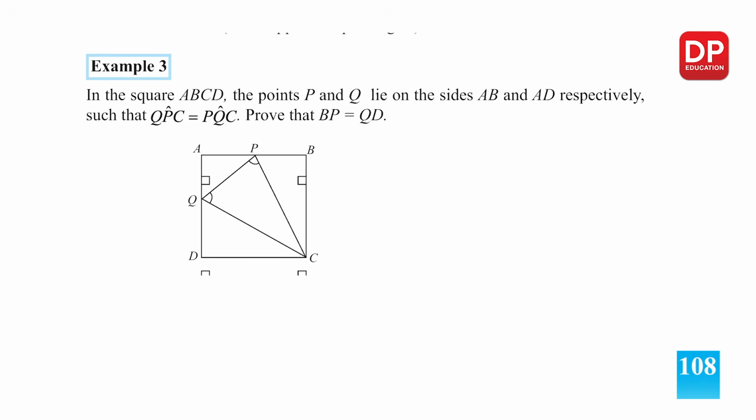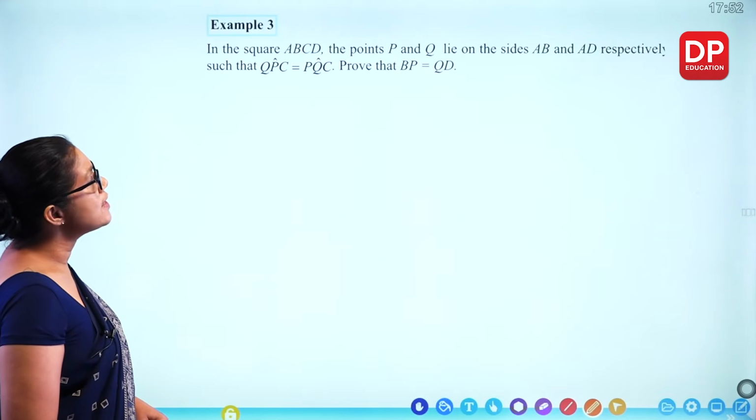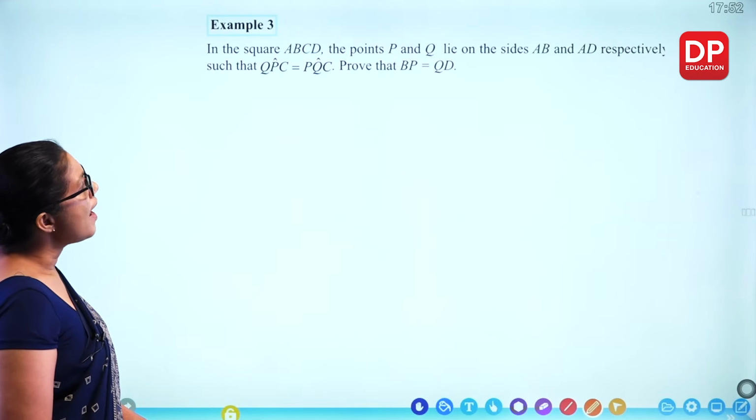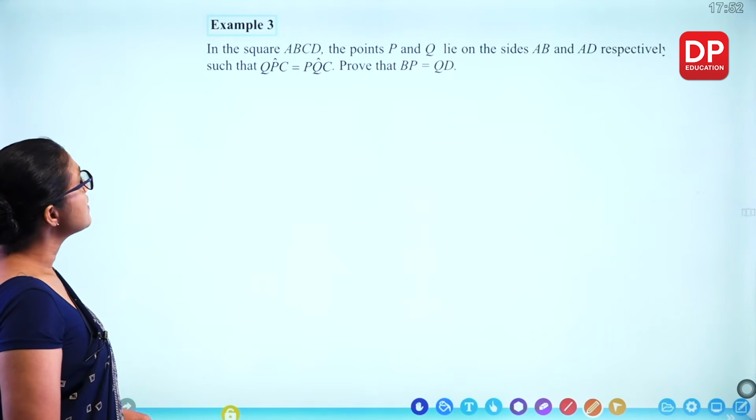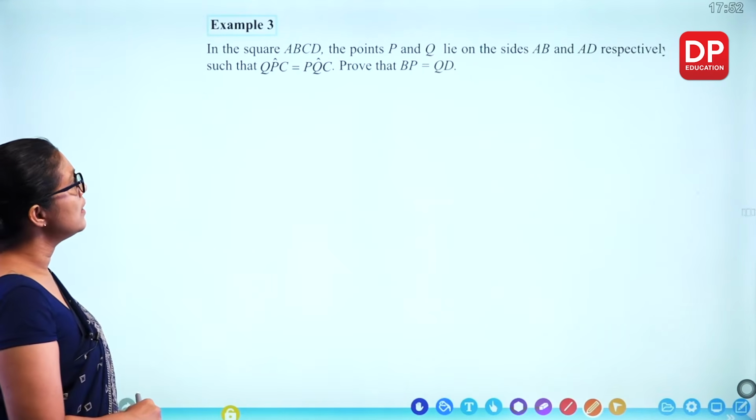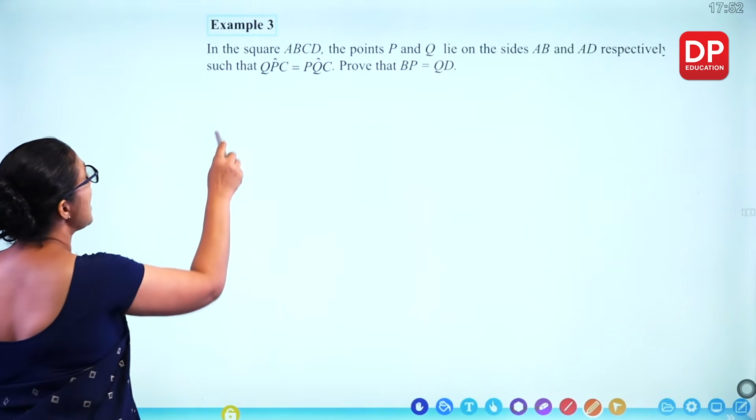Now we'll look at example number 3. In the square ABCD, the points P and Q lie on the sides AB and AD respectively such that the angles are equal. Prove that BP equals QD. So we'll try to draw the diagram.